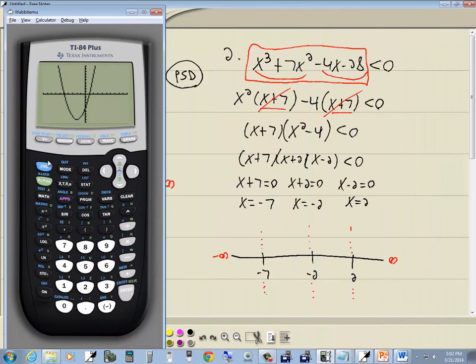There we go. Press y equals, press clear. Then we're going to do x caret 3 for x to the third, plus 7x squared, minus 4x, minus 28. And then we'll press graph. And look where it's crossing: -7, -2, and positive 2.